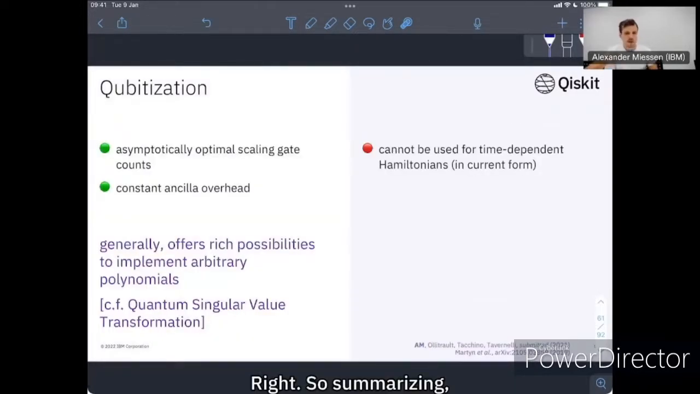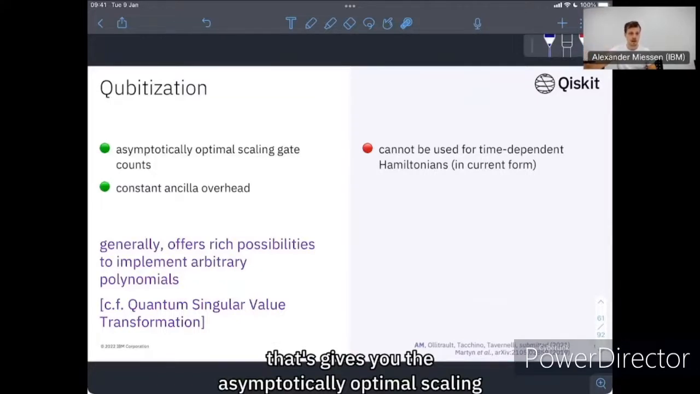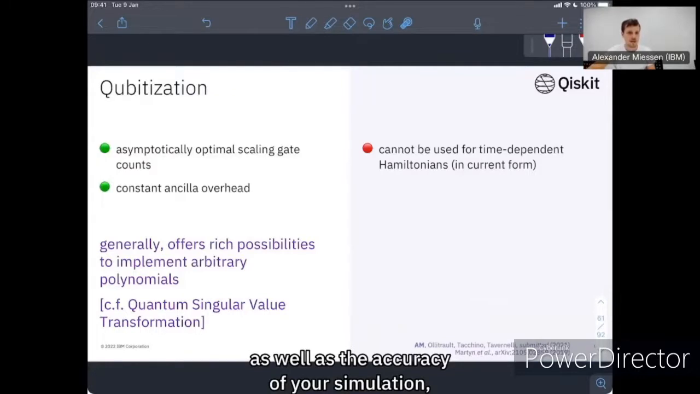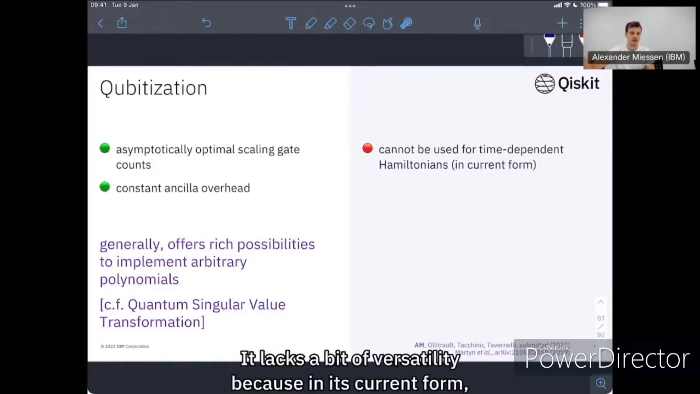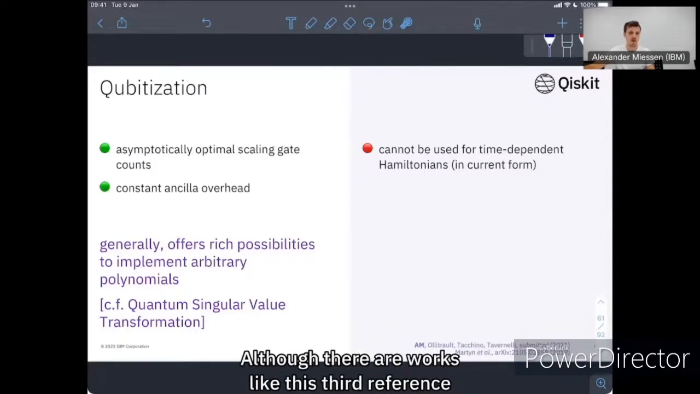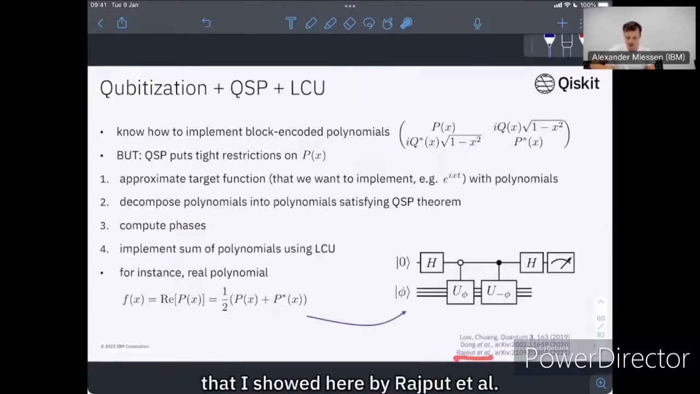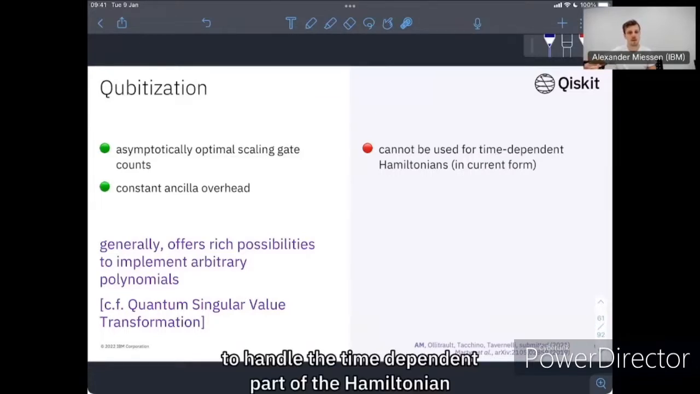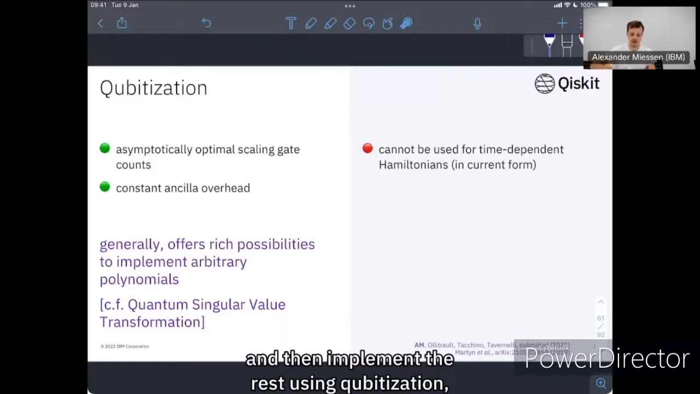Right, so summarizing, qubitization is a method that gives you the asymptotically optimal scaling for gate counts at a constant ancilla overhead. So the number of ancillas you need is independent of the simulation time as well as the accuracy of your simulation, which is incredible. It lacks a bit of versatility because in its current form, it cannot be used to implement time-dependent Hamiltonians. Although there are works like this third reference that I showed here by Rajput et al. that combine qubitization with product formulas or Q-drift to handle the time-dependent part of the Hamiltonian with this other formula and then implement the rest using qubitization.